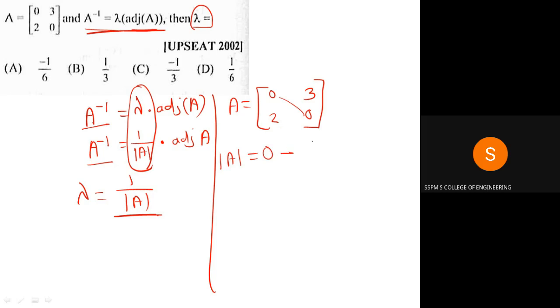Minus 3 into 2, it is 6. So, determinant of A is equal to minus 6. Okay. So, again, determinant of A is equal to minus 6.